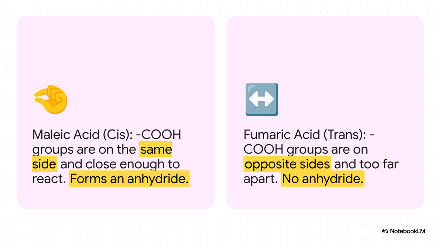Maleic acid is the cis isomer. That means its 2 reactive carboxylic acid groups are on the same side of the molecule. They're close enough to interact and form an anhydride. Fumaric acid, on the other hand, is the trans isomer. Its groups are on opposite sides, way too far apart to ever react with each other. It's a perfect example of how structure dictates function.